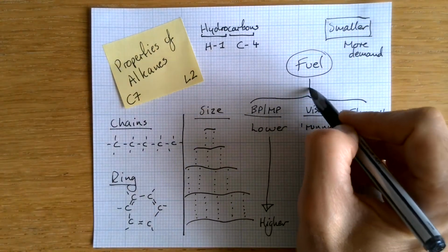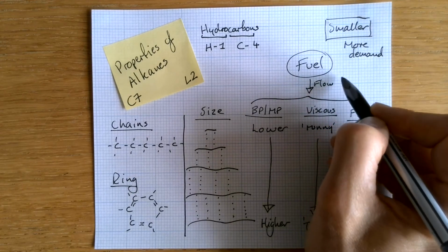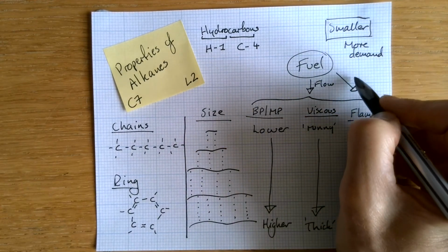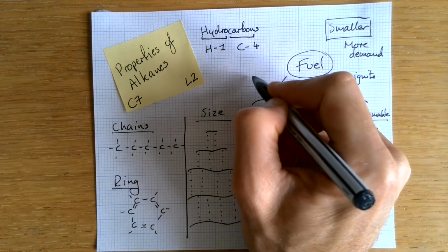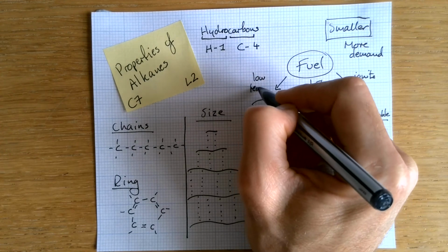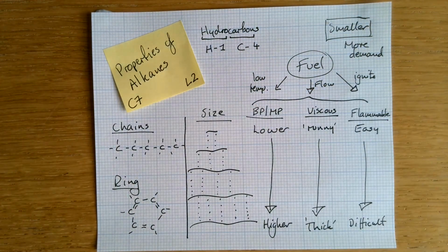Why do we want that to happen? Well, we want it to flow. We want it to ignite very easily, and we want it to work at low temperatures as well. Imagine a car engine not working on a really cold day because the fuel that you use has got a really high boiling point or melting point. So these properties are really important then to make fuels, and again there's a relationship here between the size of the molecule, the number of intermolecular forces, and the amount of energy that's required to overcome these forces, and that will affect melting point, boiling point, viscosity, and flammability.